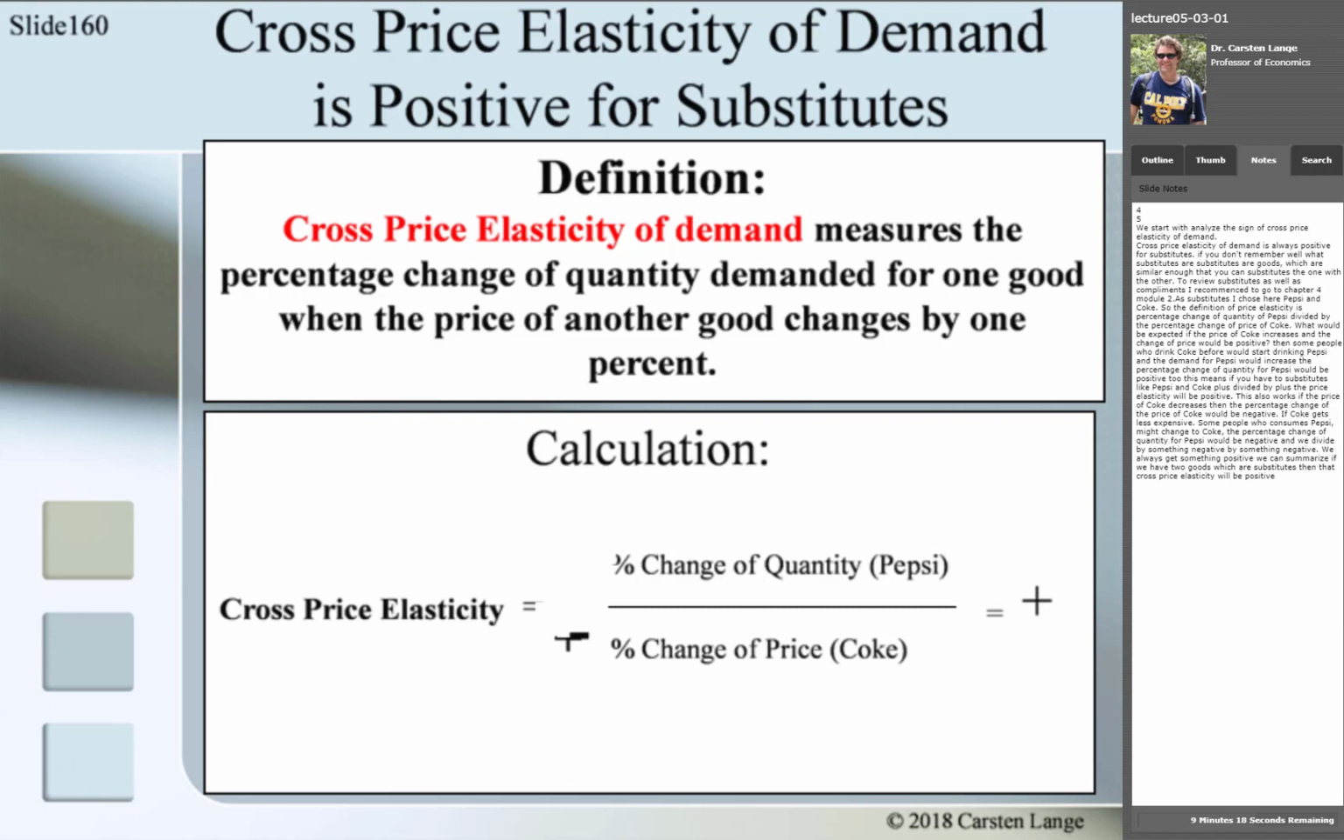This also works if the price of Coke decreases. Then the percentage change of the price of Coke would be negative. If Coke gets less expensive, some people who consume Pepsi might change to Coke. The percentage change of quantity for Pepsi would be negative. And if we divide something negative by something negative, we always get something positive. We can summarize. If we have two goods which are substitutes, then the cross-price elasticity will be positive.